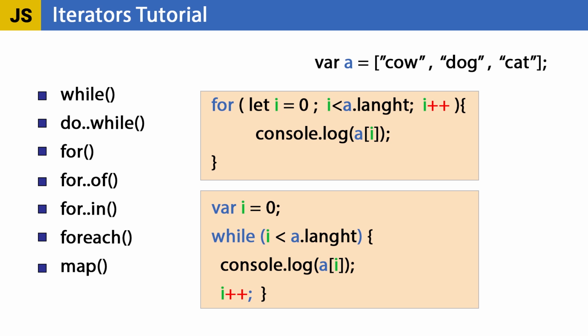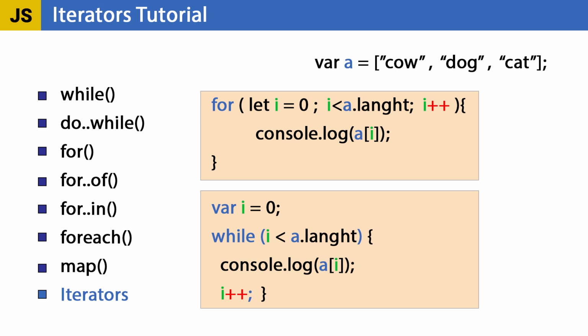So all the loops are used for traversing. But a new name has been added to this list. With the help of the iterator method, we can traverse this array's values. But the question is, we already have a lot of loops to do that work, so why do we need iterators? What is the difference between iterators and other loops?